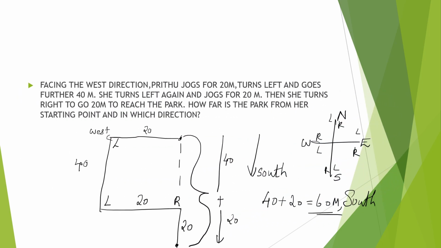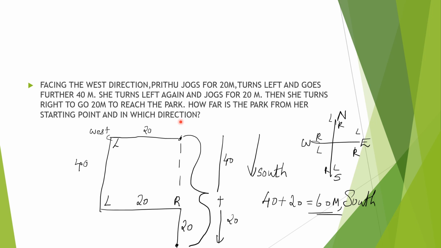Okay, the next question. Facing the west direction, Preetu jogs for 20 meters, turns left and goes further 40 meters. She turns left again and jogs for 20 meters. Then she turns right to go 20 meters to reach the park. How far is the park from her starting point and in which direction?